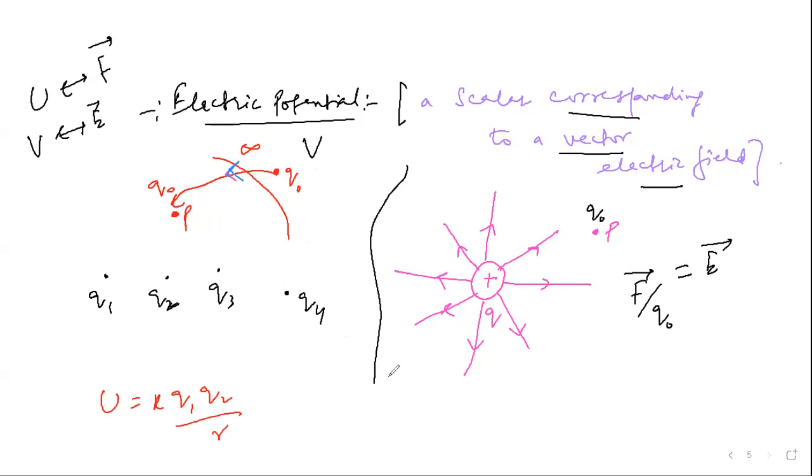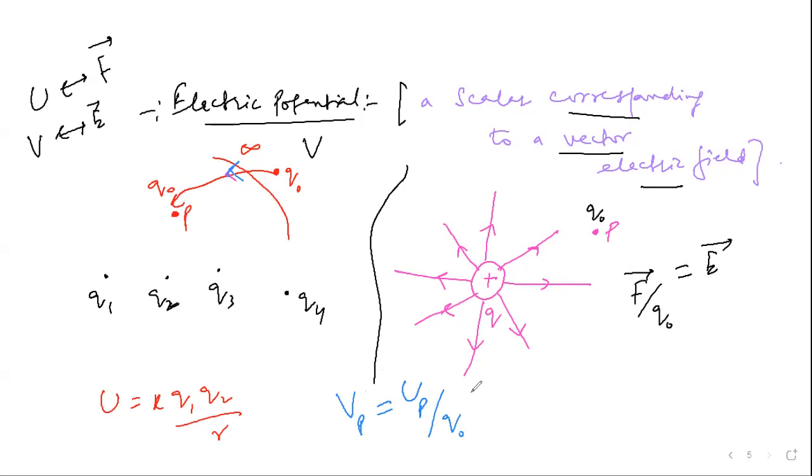Now if the change in the potential energy when I take a test charge to point P is UP, then the electric potential at point P, VP, is by definition UP divided by the test charge, right?